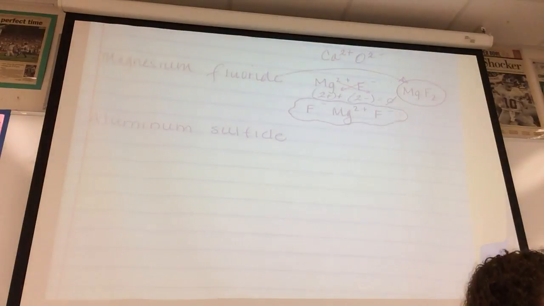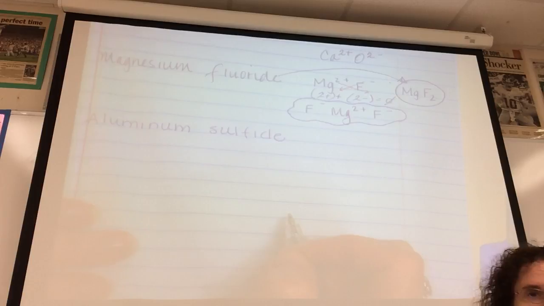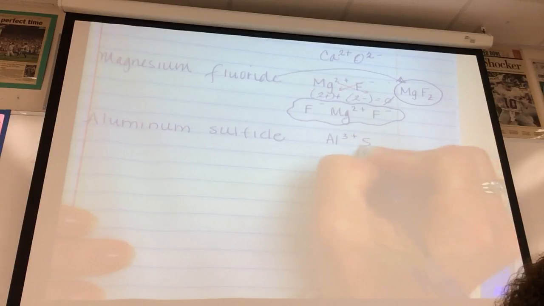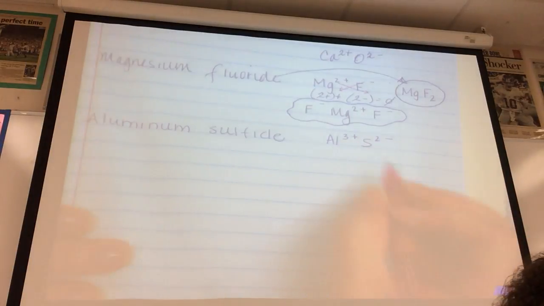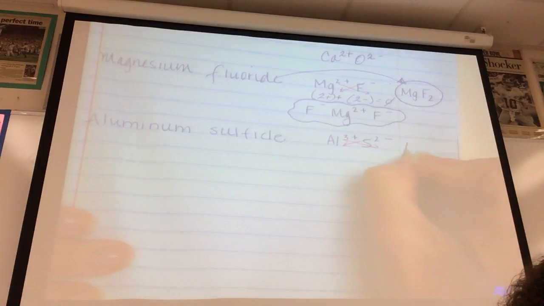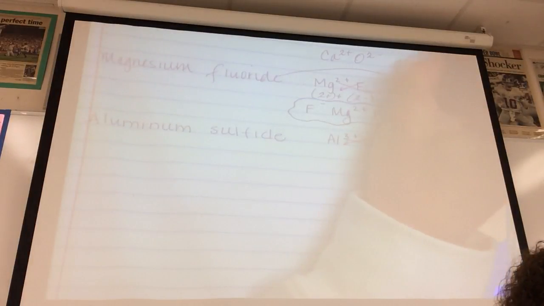Okay. The next one is aluminum sulfide. Who wants to help? Fire away. So aluminum is 3 plus, and then sulfide is 2 minus, and so then they cross over, and it's Al with a little 2 and S with a little 3. Easy peasy, right? On the test, for calcium oxide, you would just put calcium and oxygen, you wouldn't need the 2 plus 2 minus. No.